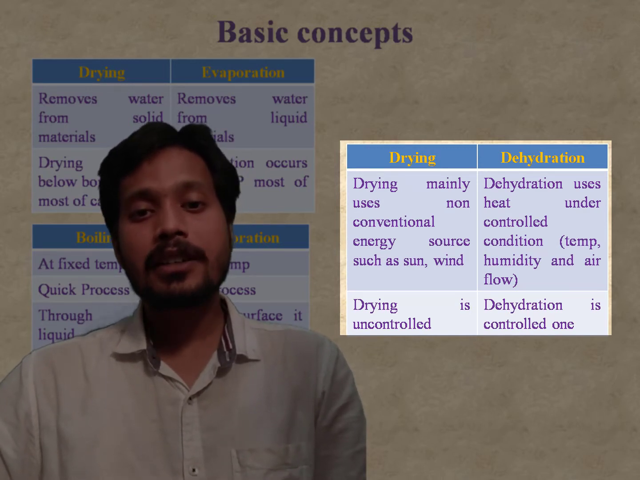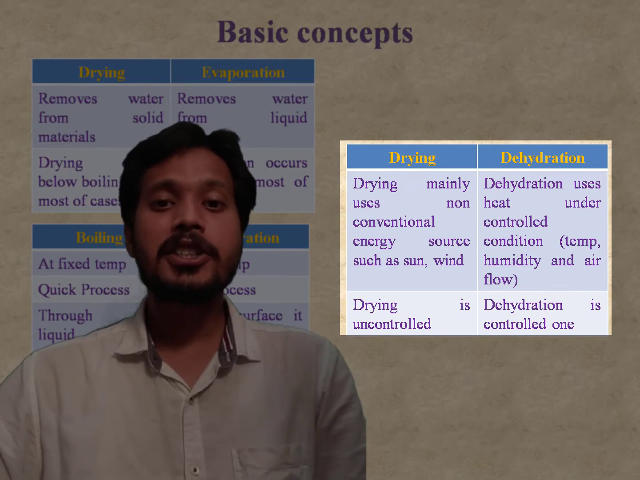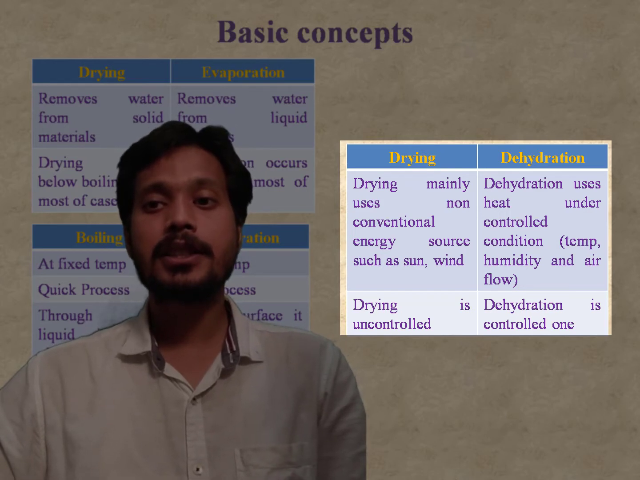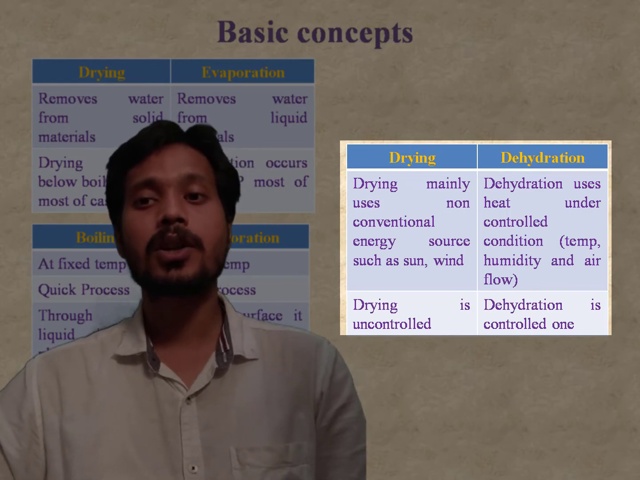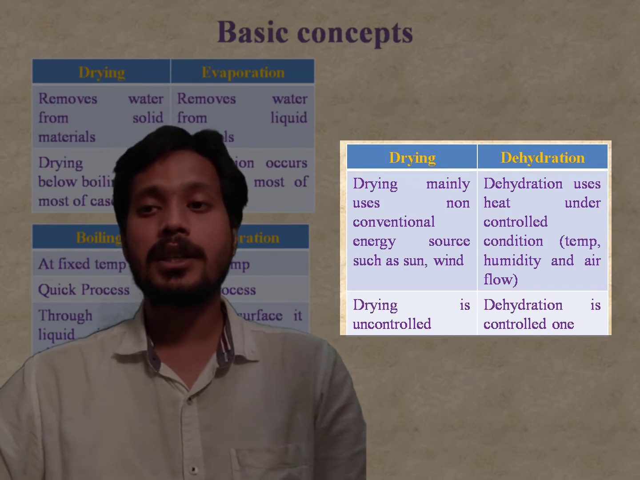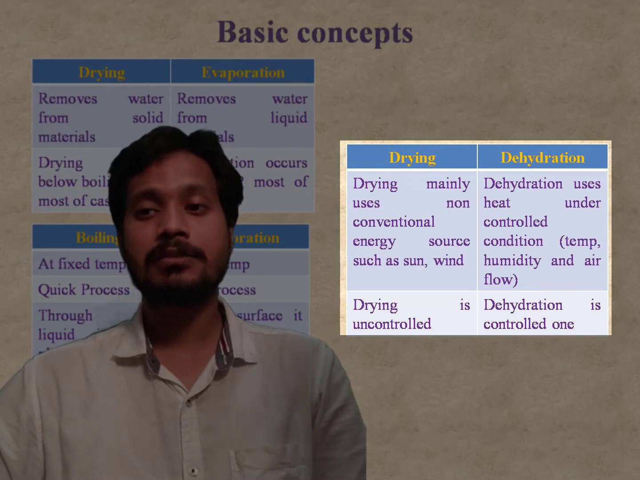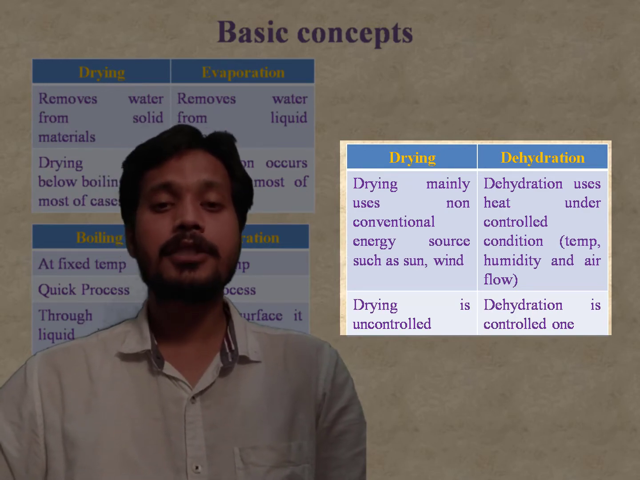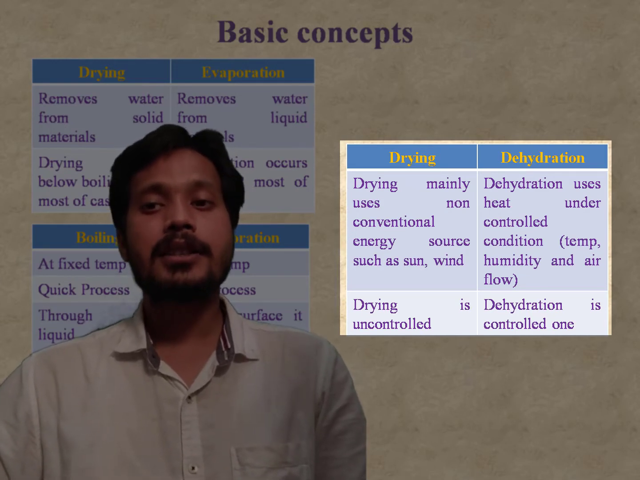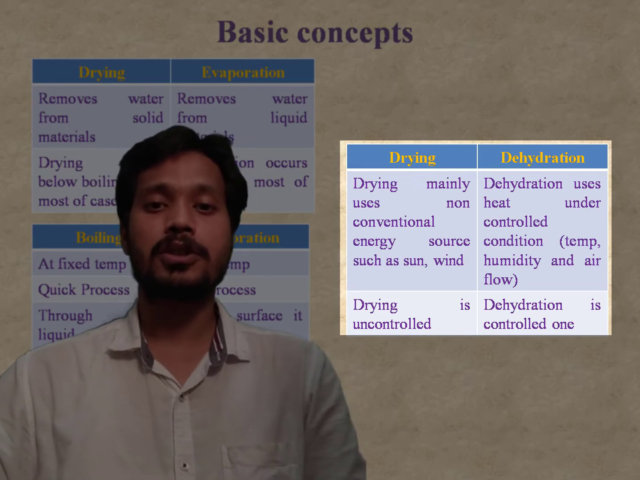So for dehydration, we must regulate, or we must maintain that condition at a fixed point. Okay. So here you see drying mainly uses non-conventional energy sources such as sun and wind, but dehydration uses heat under controlled conditions: temperature, relative humidity, and airflow rate. And drying is an uncontrolled process, and dehydration is a controlled process.